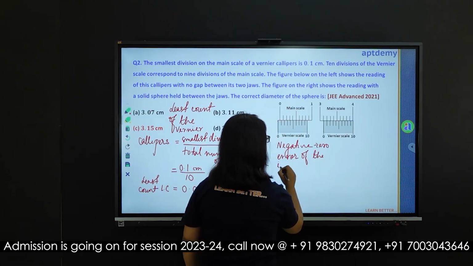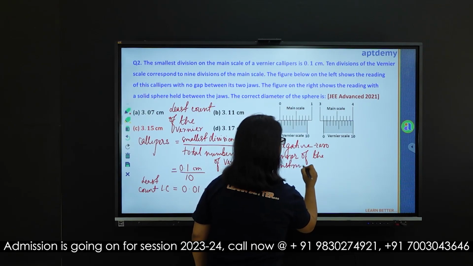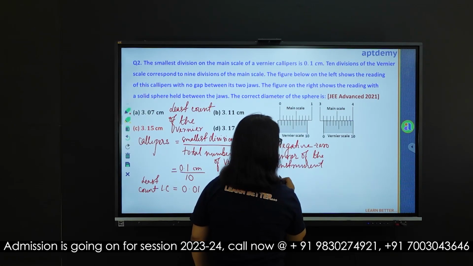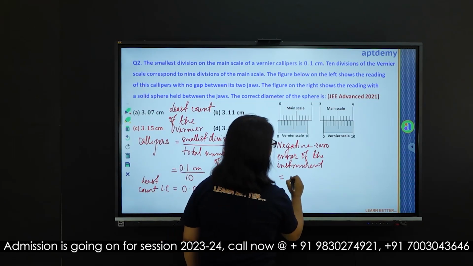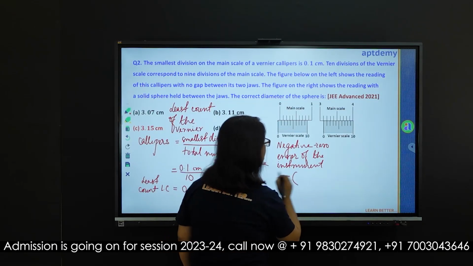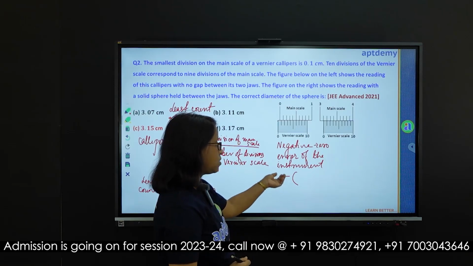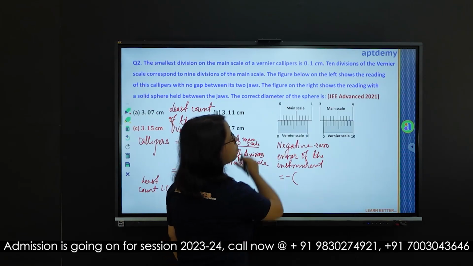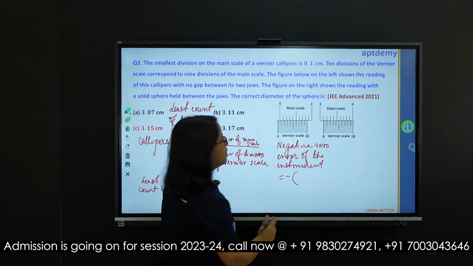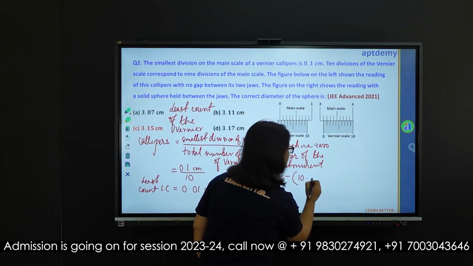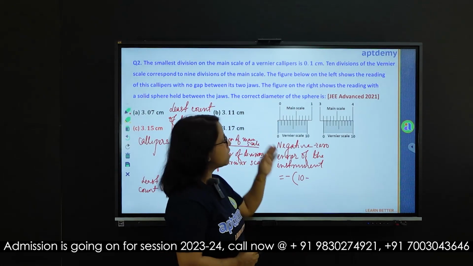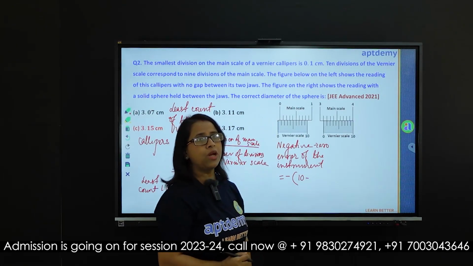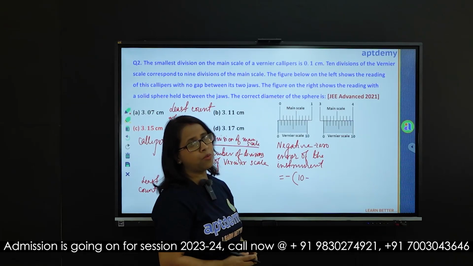Of the instrument. How do we calculate this? Since it is the negative zero error, we have a minus sign coming up. This is given as minus of the total number of divisions of the vernier scale, which is 10, minus the division of the vernier scale which exactly coincides with the division of the main scale.